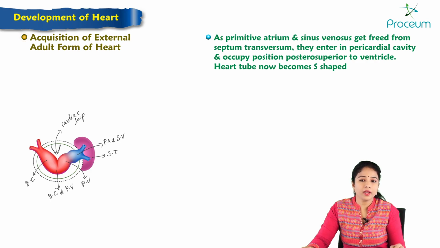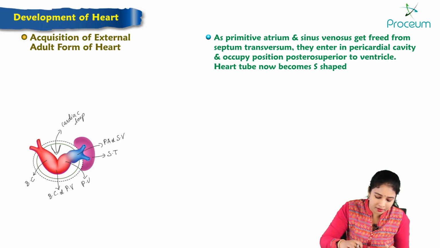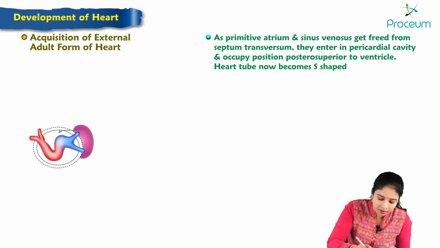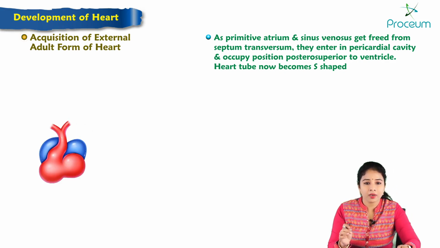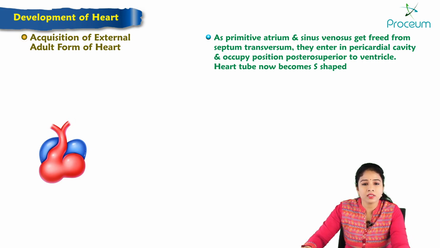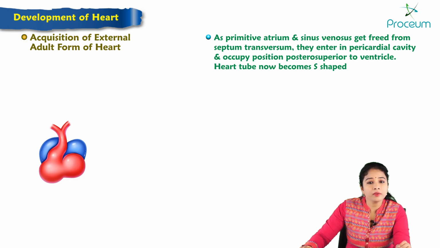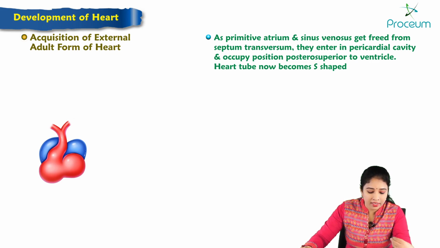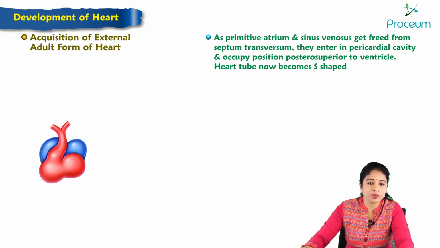So as the primitive atrium and the sinus venosus get freed from the septum transversum, they enter the pericardial cavity and occupy the posterior-superior portion of the ventricle. So you can see they are moving back into the pericardial cavity, occupying the posterior-superior part of the heart. So that is about the sinus venosus, that is the venous end. So the primitive atrium and the sinus venosus, once freed from the septum transversum, enter the pericardial cavity and occupy the posterior-superior aspect of the ventricle.